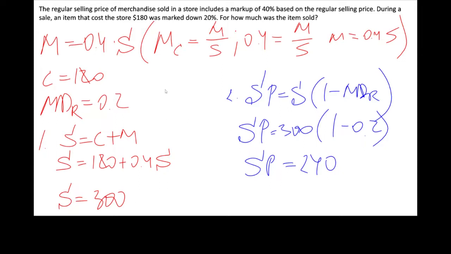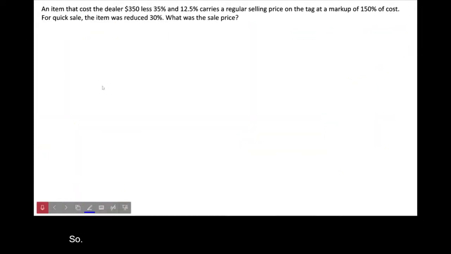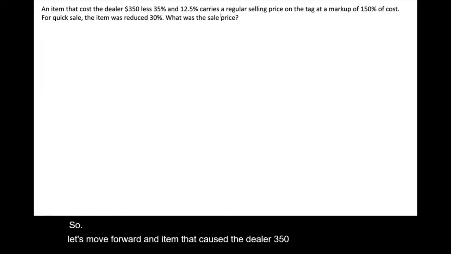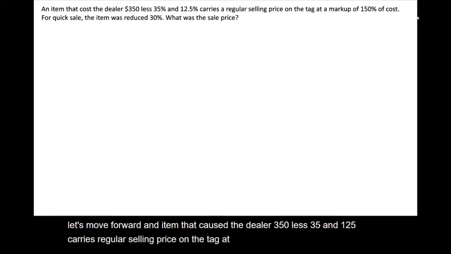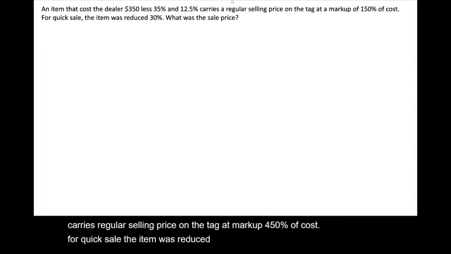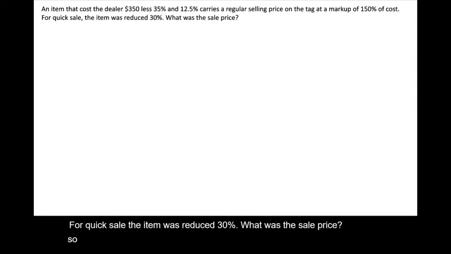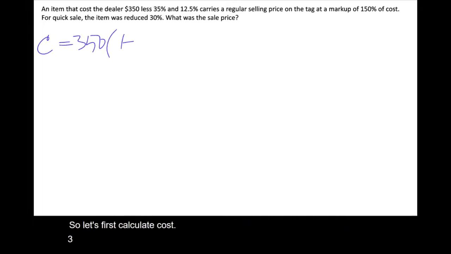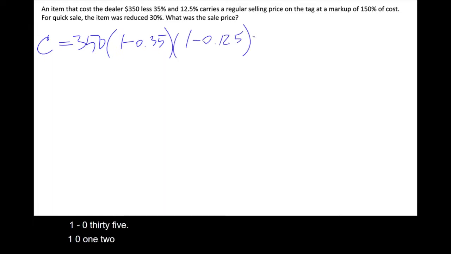Okay, so let's move forward. An item that costs the dealer $350 less 35 and 12.5 carries regular selling price on the tag at markup of 150% of cost. For quick sale, the item was reduced 30%. What was the sale price? So let's first calculate cost. 350, 1 minus 0.35, 1 minus 0.125.